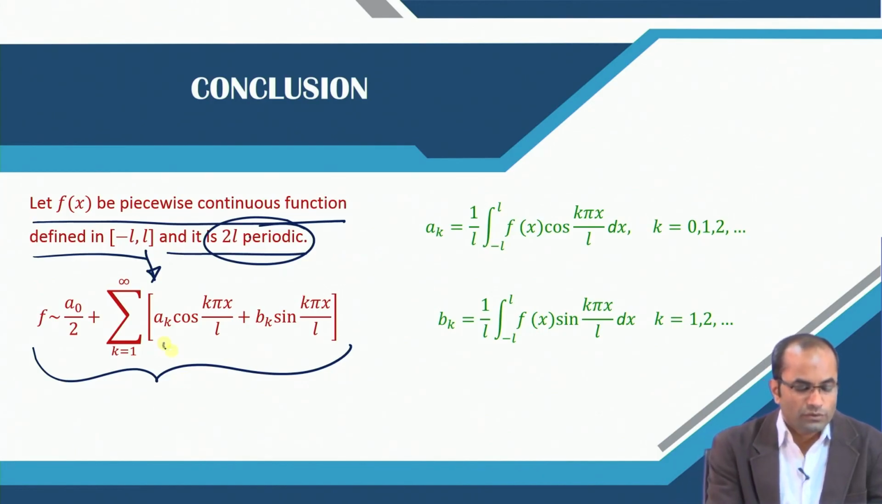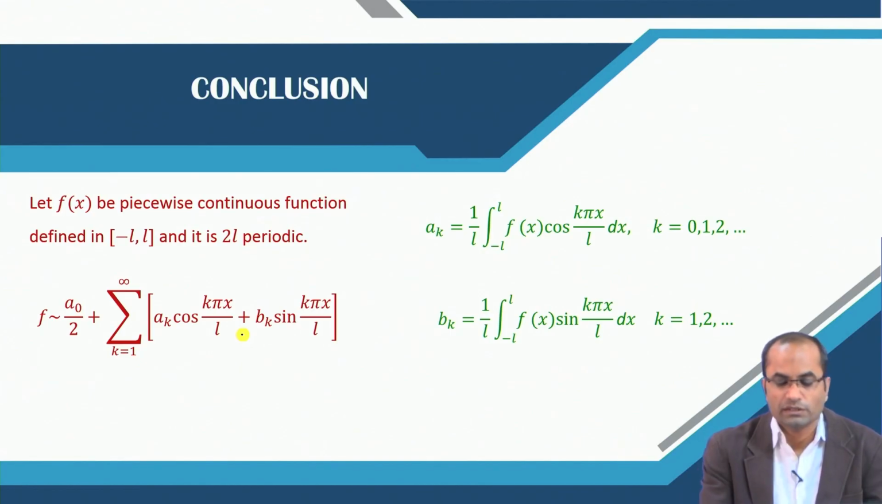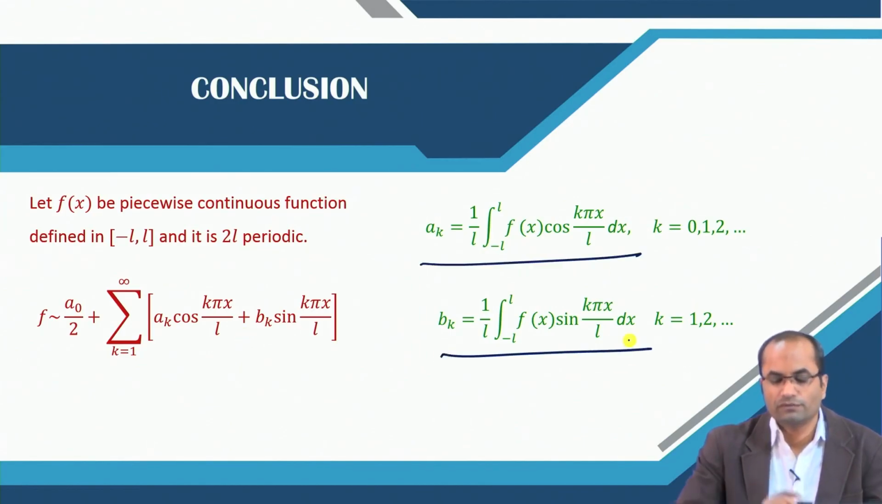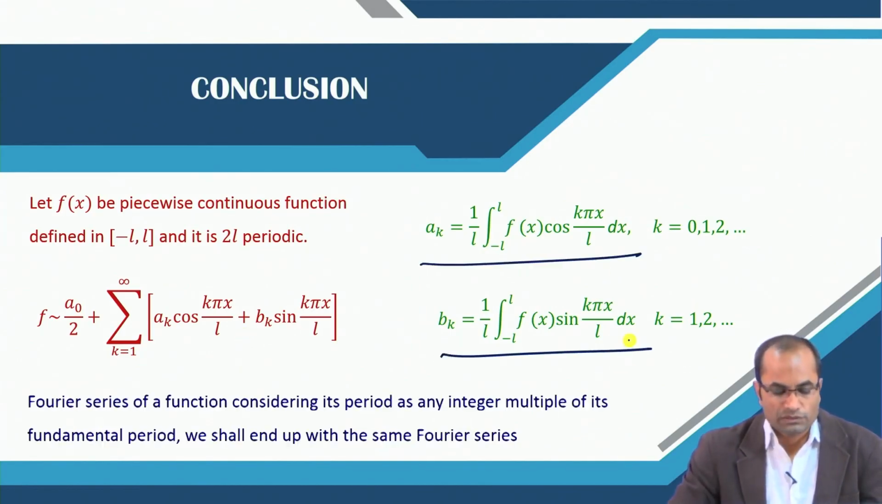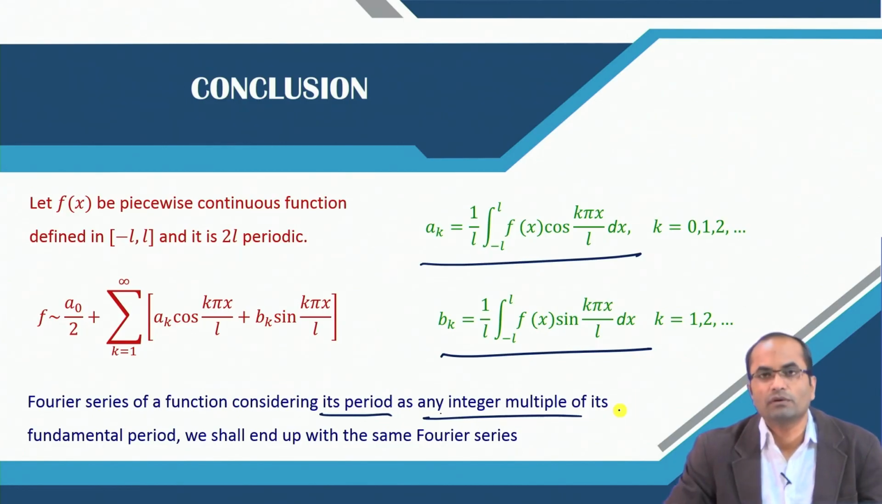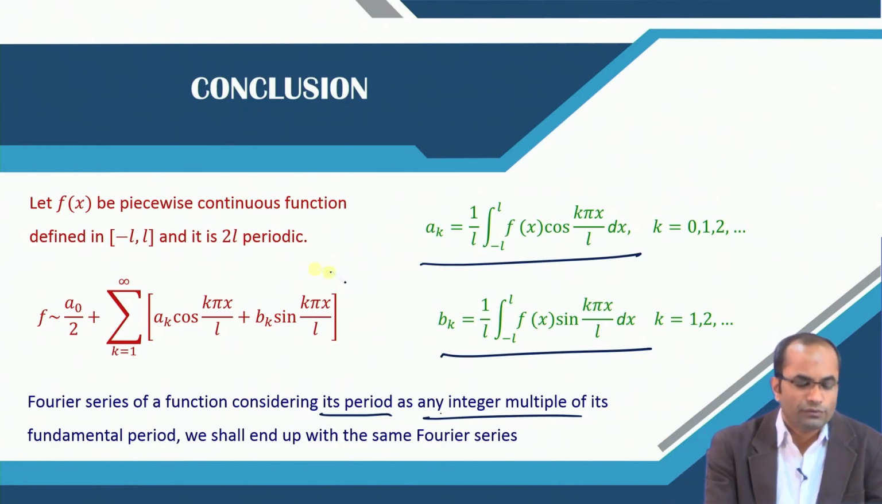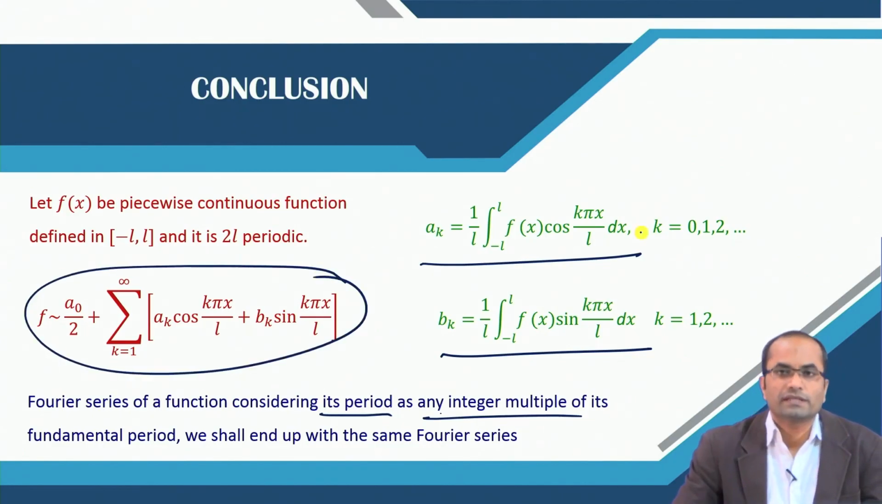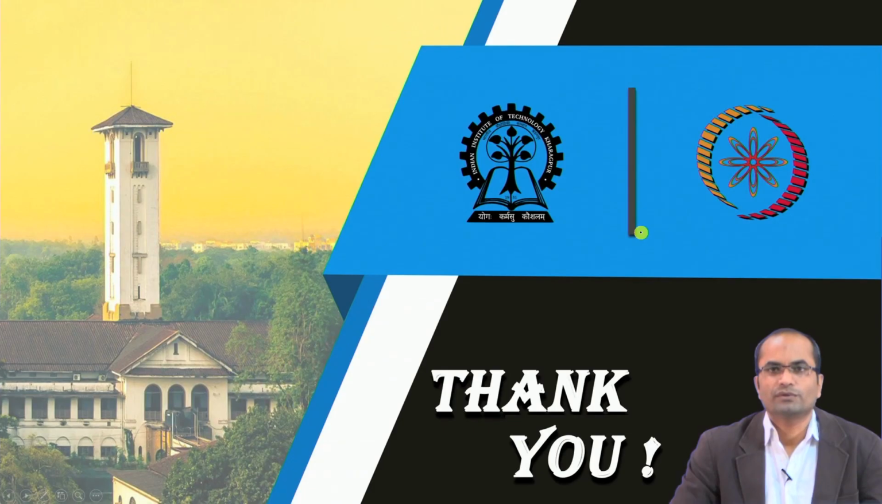So this was the more general form of the Fourier series, where the Fourier coefficients are computed in this way. We have also seen that if we take any integer multiple of its fundamental period as the period, the Fourier series will remain the same. The Fourier series will not change, and we have also demonstrated this with the help of one example. So that is all for this lecture, and I thank you for your attention.